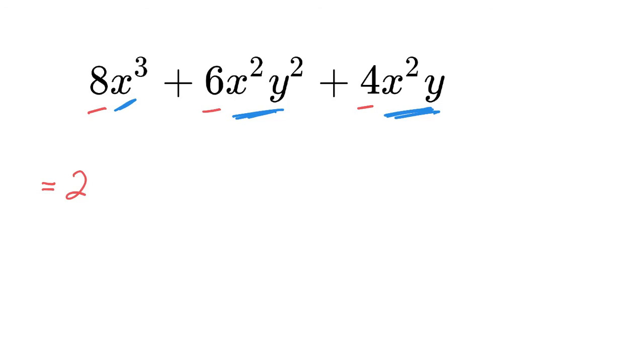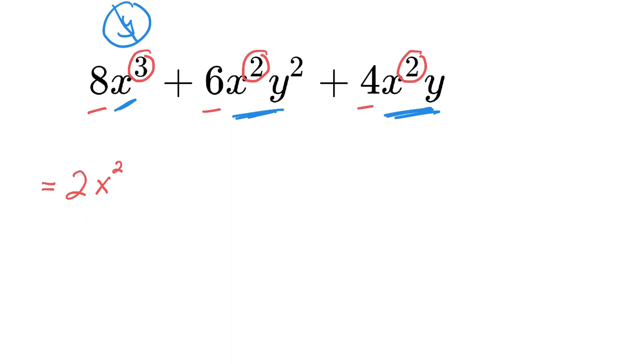Notice in the first term, there is no y. So y cannot be a common factor. Fortunately, each of those terms has an x. We have a 3, a 2, and a 2. So x is common, and the smallest exponent is 2. So that becomes your common factor.